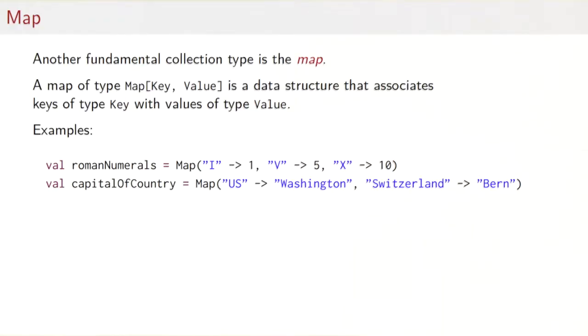Another fundamental collection type in Scala is the map. Maps have two type parameters. One represents the key of the map and the other the value of the map. So it's essentially a data structure that associates keys of the key type with values of the value type. Here are two examples. The first is a map of Roman numerals that associates strings I, V, X with the numeric values 1, 5, and 10. And the other is a map of countries which associates countries with their capitals.